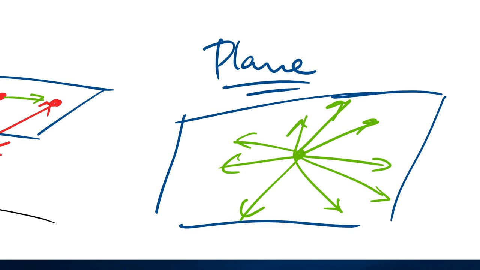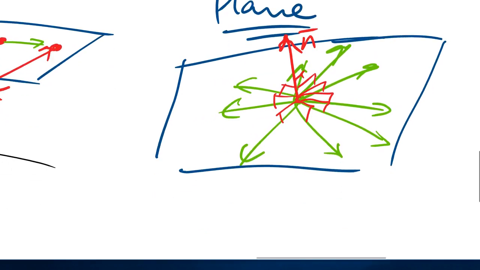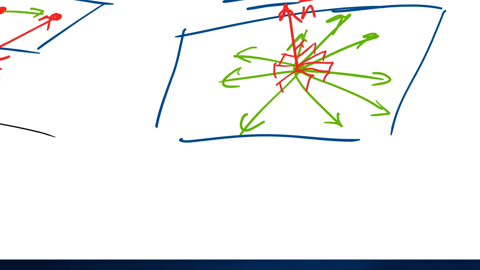Okay, so if I find a vector that's perpendicular to all of these, let me call it n, perpendicular to all of these, then I know that when I take the dot product of these vectors, I'll get 0, okay? So if there is a vector that's perpendicular to every vector on the plane, then that vector's dot product with the plane vectors is 0.